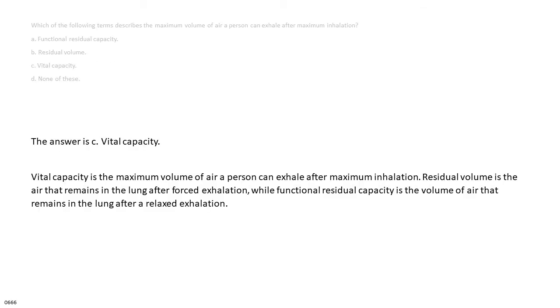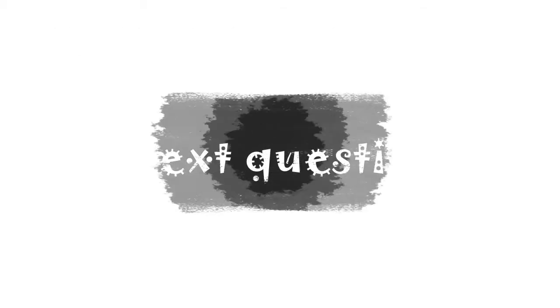The answer is C. Vital capacity. Vital capacity is the maximum volume of air a person can exhale after maximum inhalation. Residual volume is the air that remains in the lung after forced exhalation, while functional residual capacity is the volume of air that remains in the lung after a relaxed exhalation.